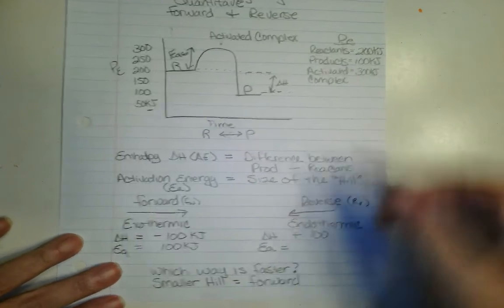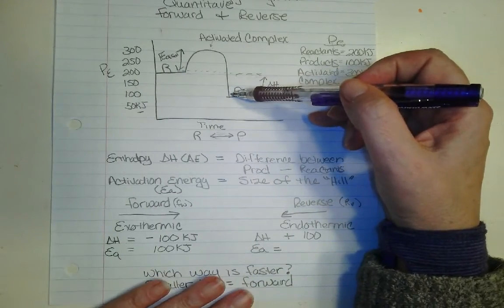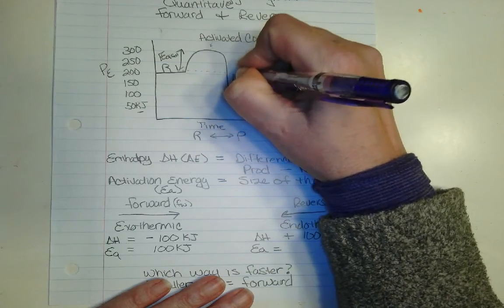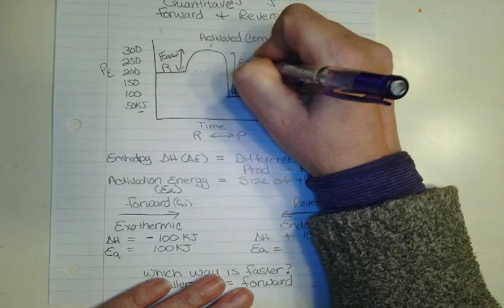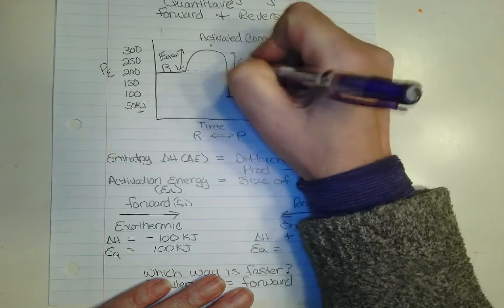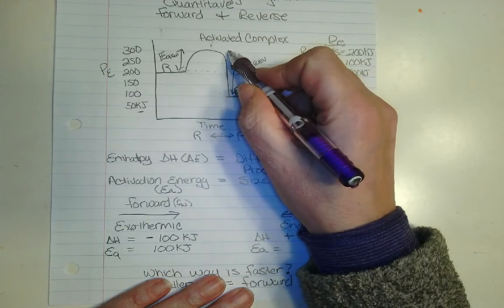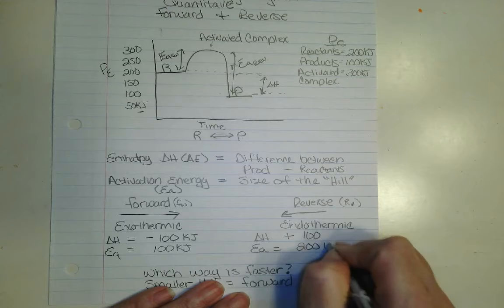So activation energy going in the reverse direction. Again, the activation energy is always the hill. So my hill starts down here and goes all the way up to here. So this is a much bigger hill. So this is my activation energy reverse, okay, going that way. And I have that between 100 and 300, so my activation energy reverse is 200 kilojoules.